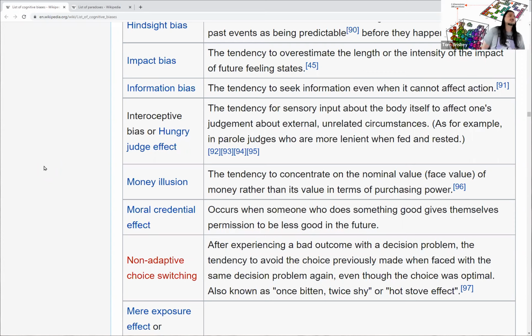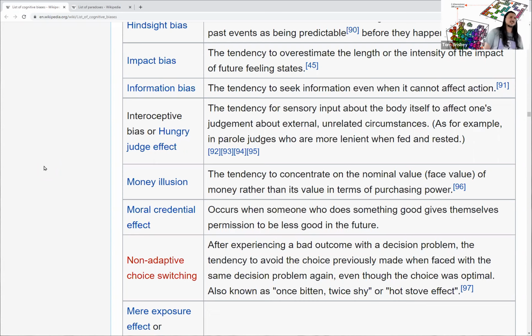The introspective bias, or the hungry judge effect, the tendency for sensory input about the body to affect one's judgment about external unrelated circumstances. Yeah, when you're in a good mood, you do good mood things. The judge is more lenient after lunch. You're hungry. Why don't you have a Snickers?